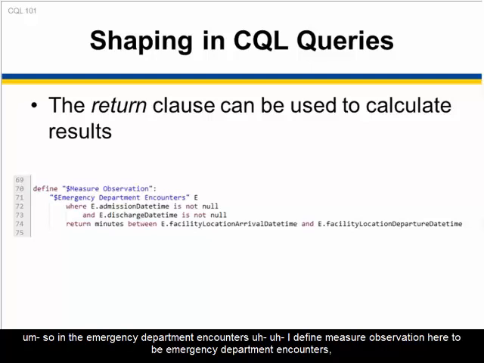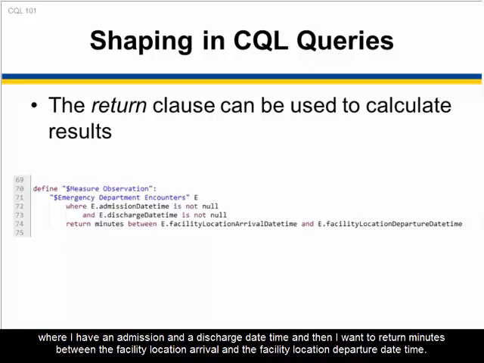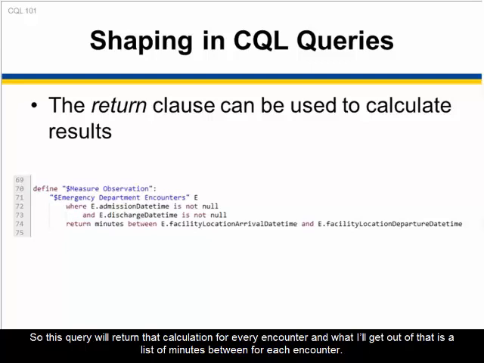So in the emergency department encounters, I define measure observation here to be emergency department encounters where I have an admission and a discharge date time, and then I want to return minutes between the facility location arrival and the facility location departure date time. So this query will return that calculation for every encounter. And what I'll get out of that is a list of minutes between for each encounter.